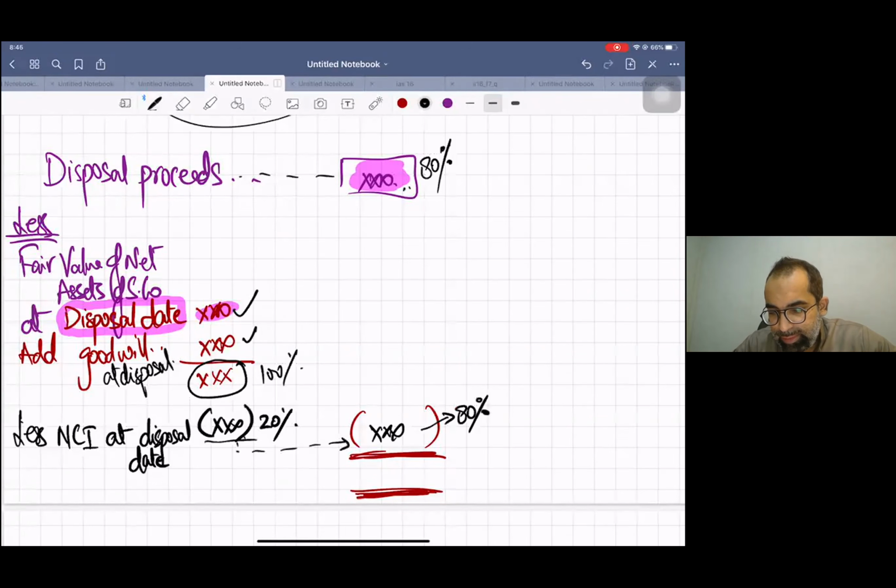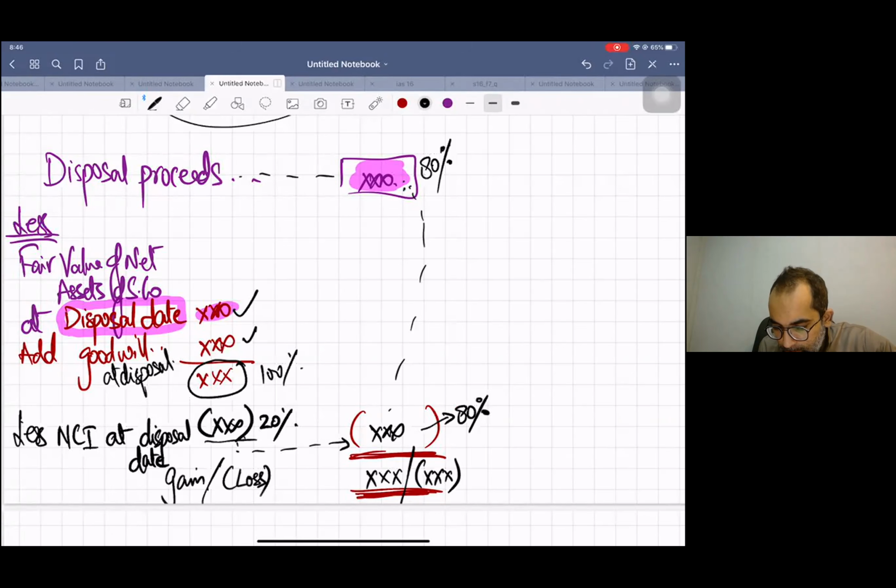Now, if you deduct this from this, if you get a positive number, it's a gain. If you get a negative number, it's a loss. I hope you understood it.